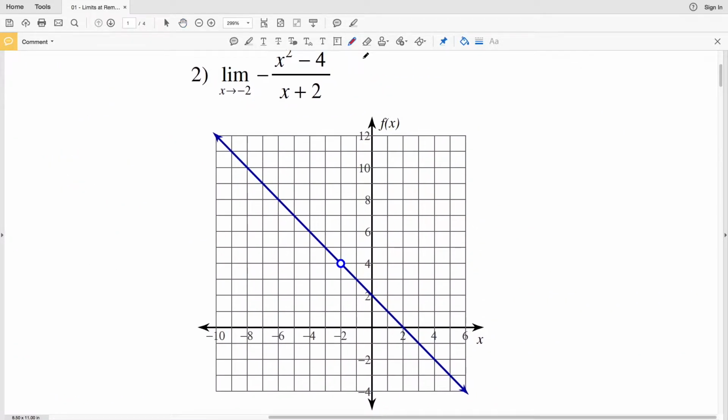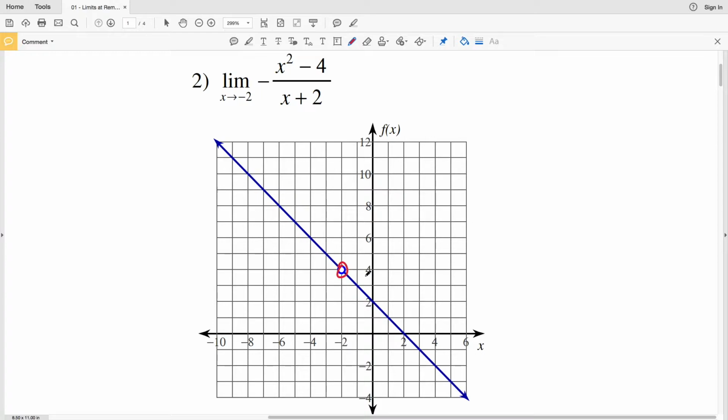Looking at number 2, you can see that there is a hole when x is equal to negative 2. And that's because negative 2 plus 2 equals 0, and dividing by 0 is undefined. But we can still calculate that limit. As we approach negative 2 from the left, we're getting closer to f of x equaling 4. And as we approach negative 2 from the right, again, we're getting closer to f of x equal to 4. Therefore, our limit in number 2 is 4. So as x approaches negative 2, the function of x approaches 4.